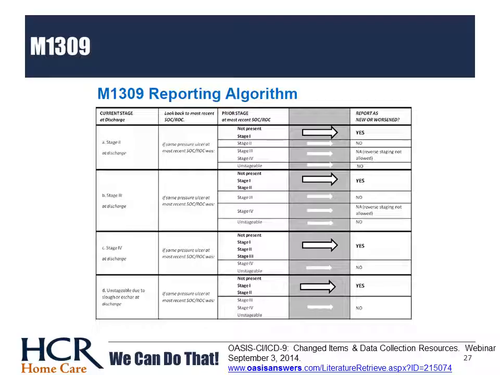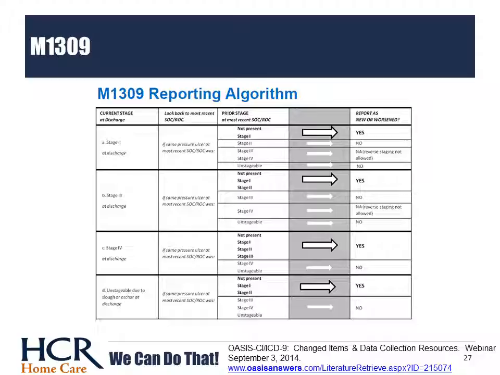This is where it gets a little bit trickier. So if at discharge you're looking at an unstageable pressure ulcer and it's covered in slough or eschar, and at the most recent start of care, it was either not present or it was present as a stage 1 or a stage 2 pressure ulcer, and now it's unstageable because it's covered in slough or eschar, we know that there is substantial tissue destruction to the point that some of that subcutaneous tissue is involved producing the slough or eschar. So we can say that it has definitively gotten worse, and we would report it on 1309.